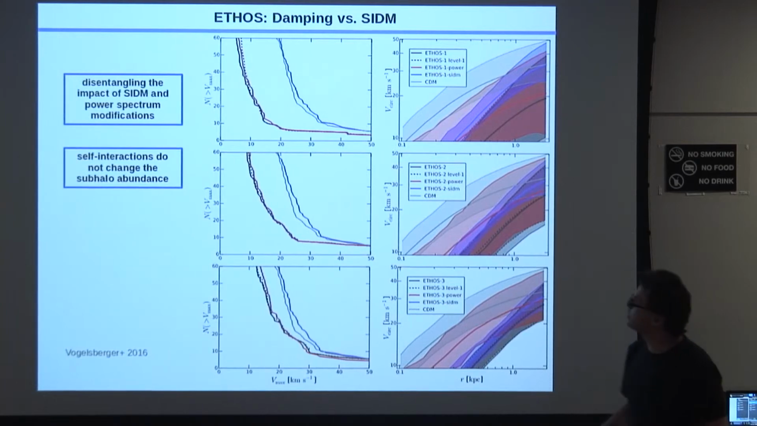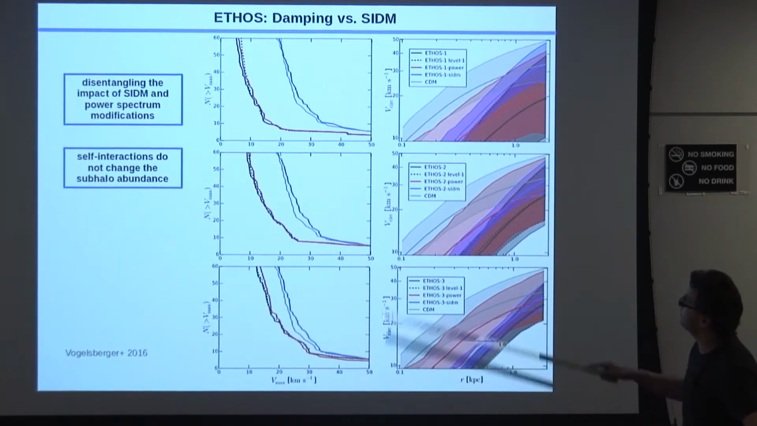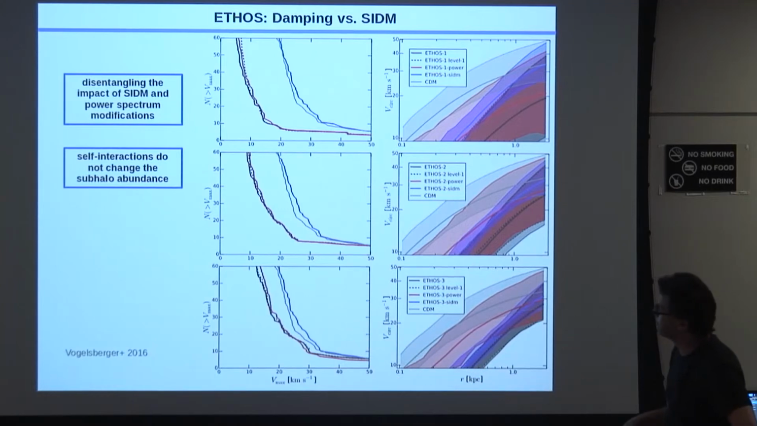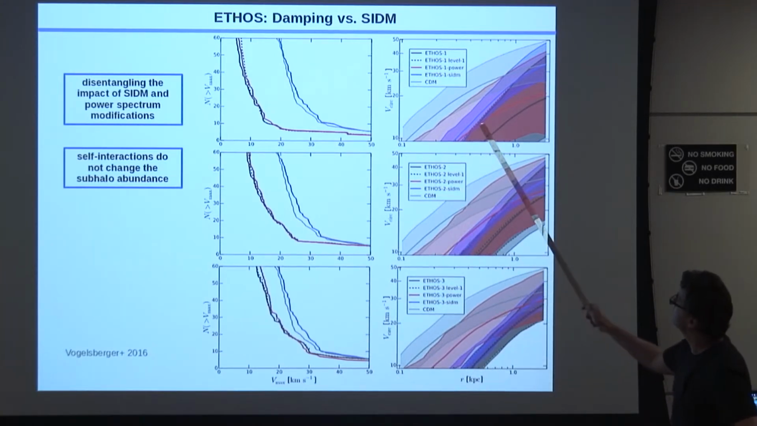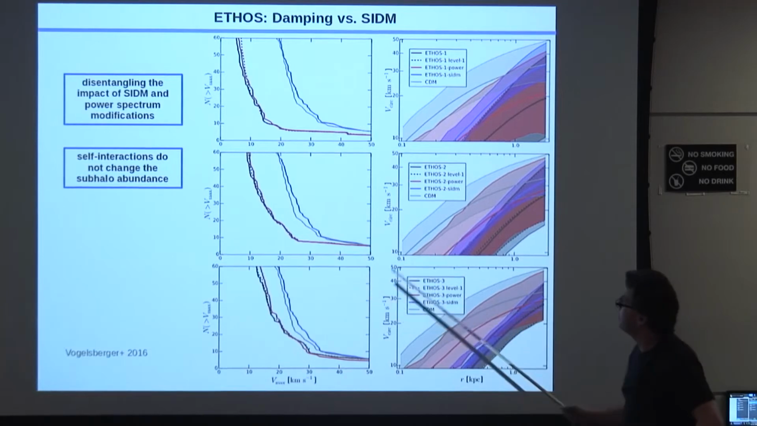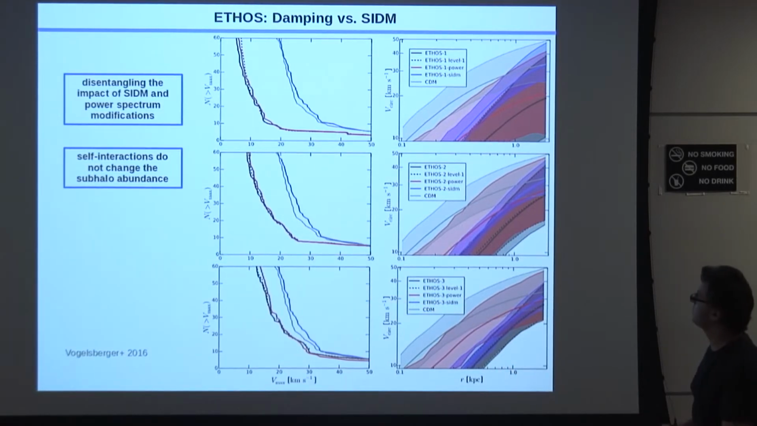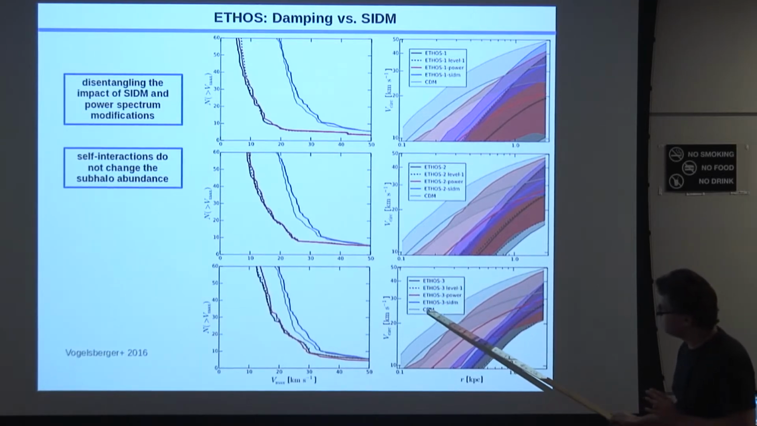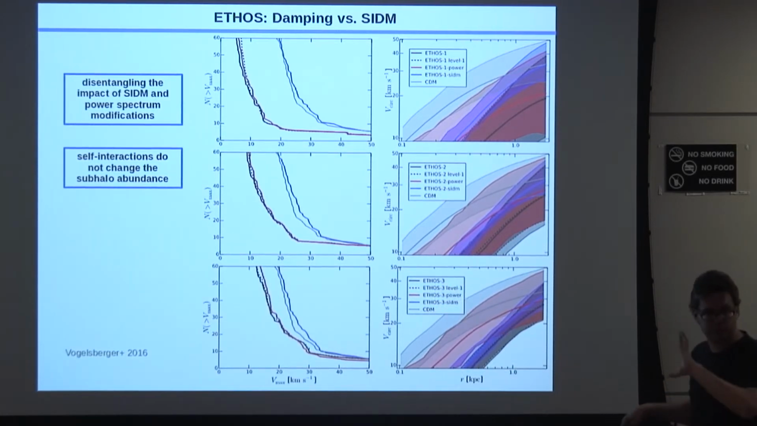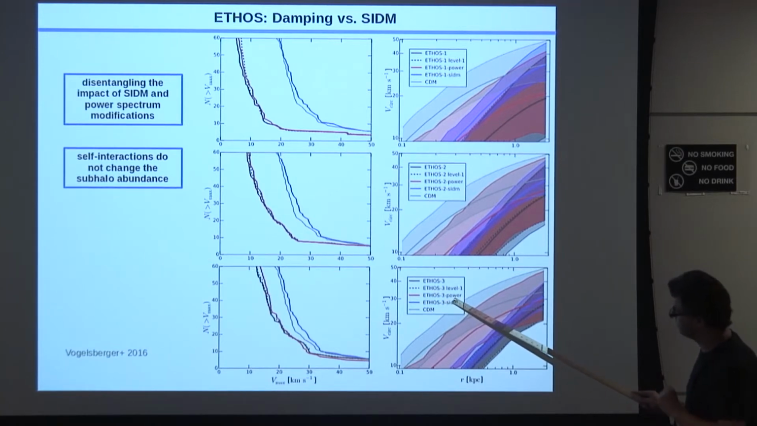Okay, so we're nearly done with this. What's shown here is again the same plots that I showed before, so circular velocity profiles again and abundance, but now disentangling the effect of self-interactions versus the power modification. You see here for 3 different Ethos models, 1, 2, and 3, the CDM prediction in gray always, and then in black the full model, and then in red and in blue you see essentially a subset of the model where we only have the power spectrum modification or the SIDM modification.